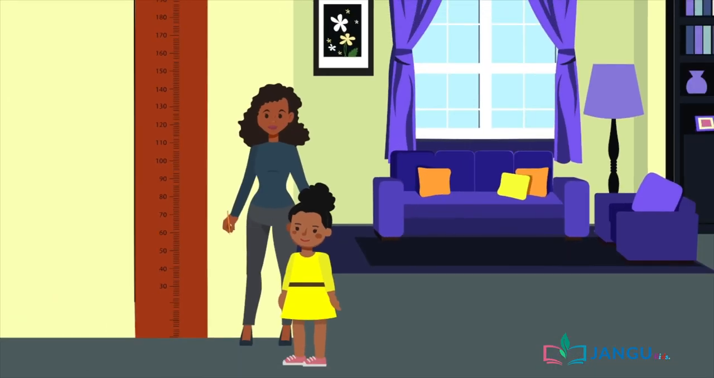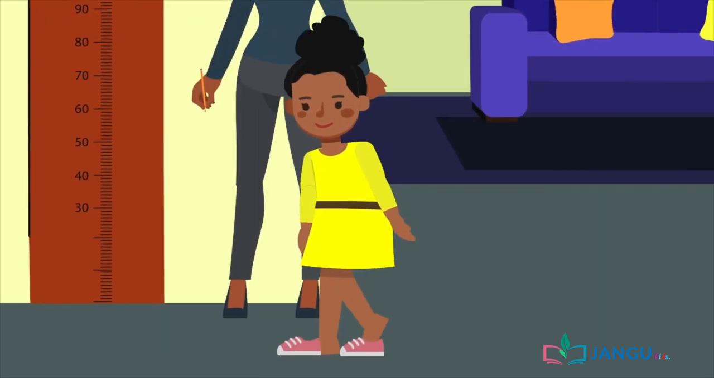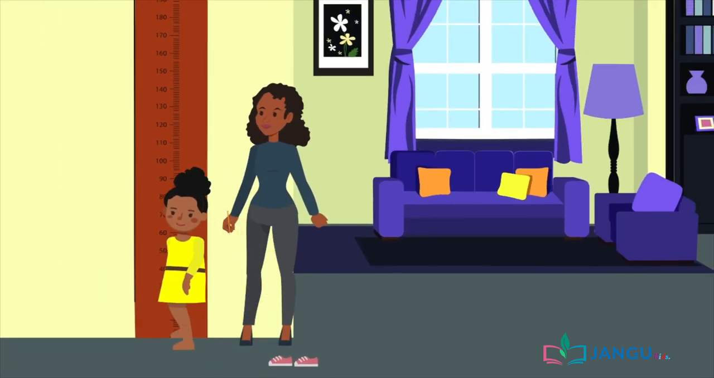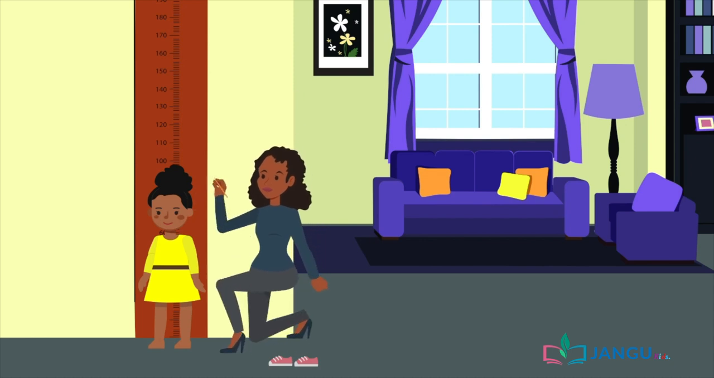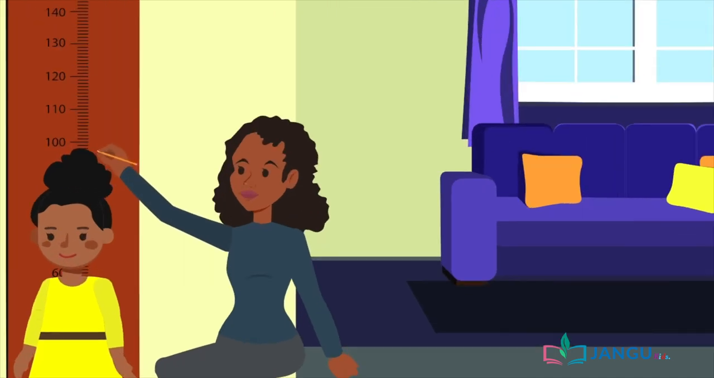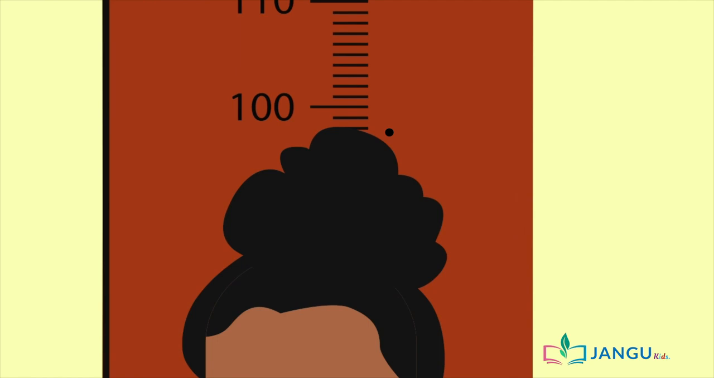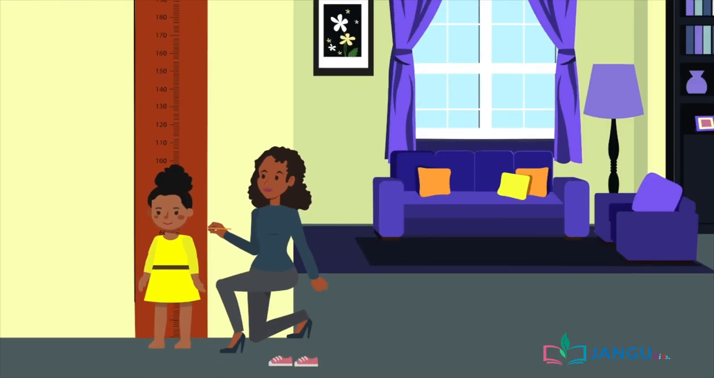Let us begin. Lade took off her shoes. She stood straight with her back against the wall. Lade's mother put a ruler on Lade's head and made a little mark on the wall, like this. It was 2 inches above another mark. Next to the new mark, Lade's mother wrote the date.